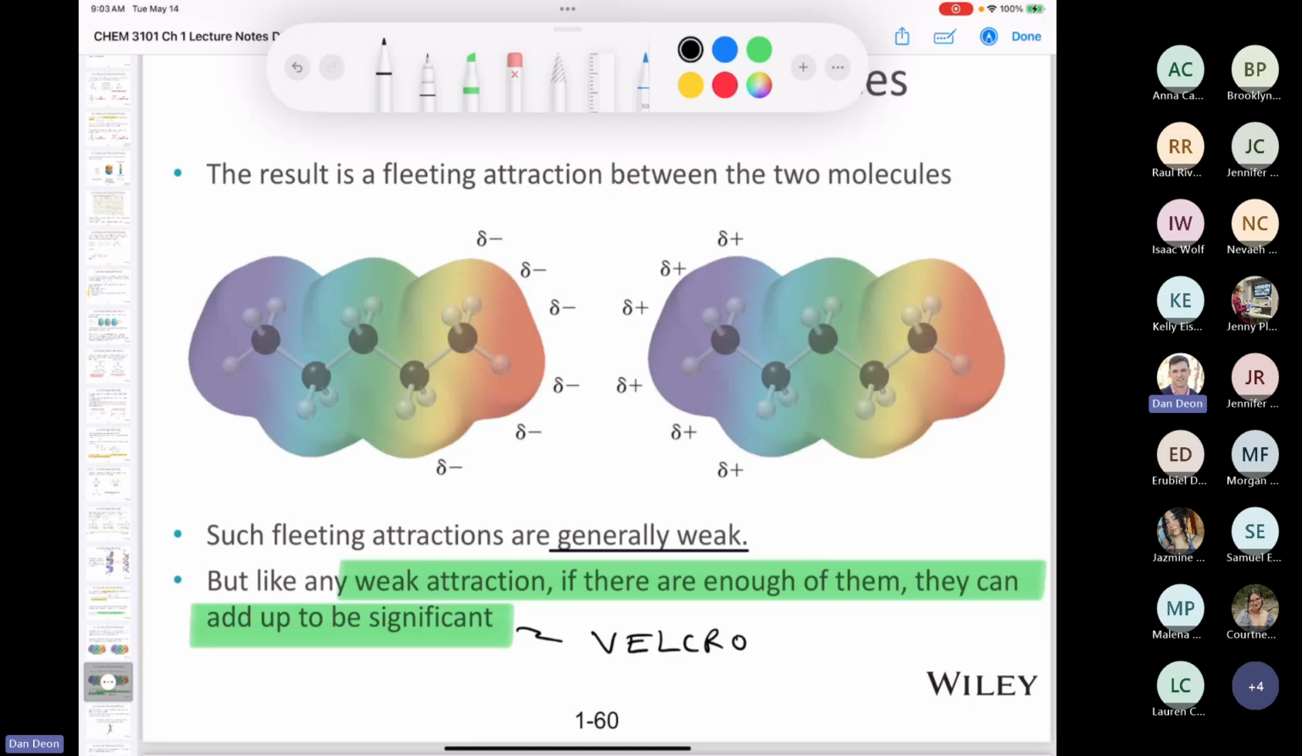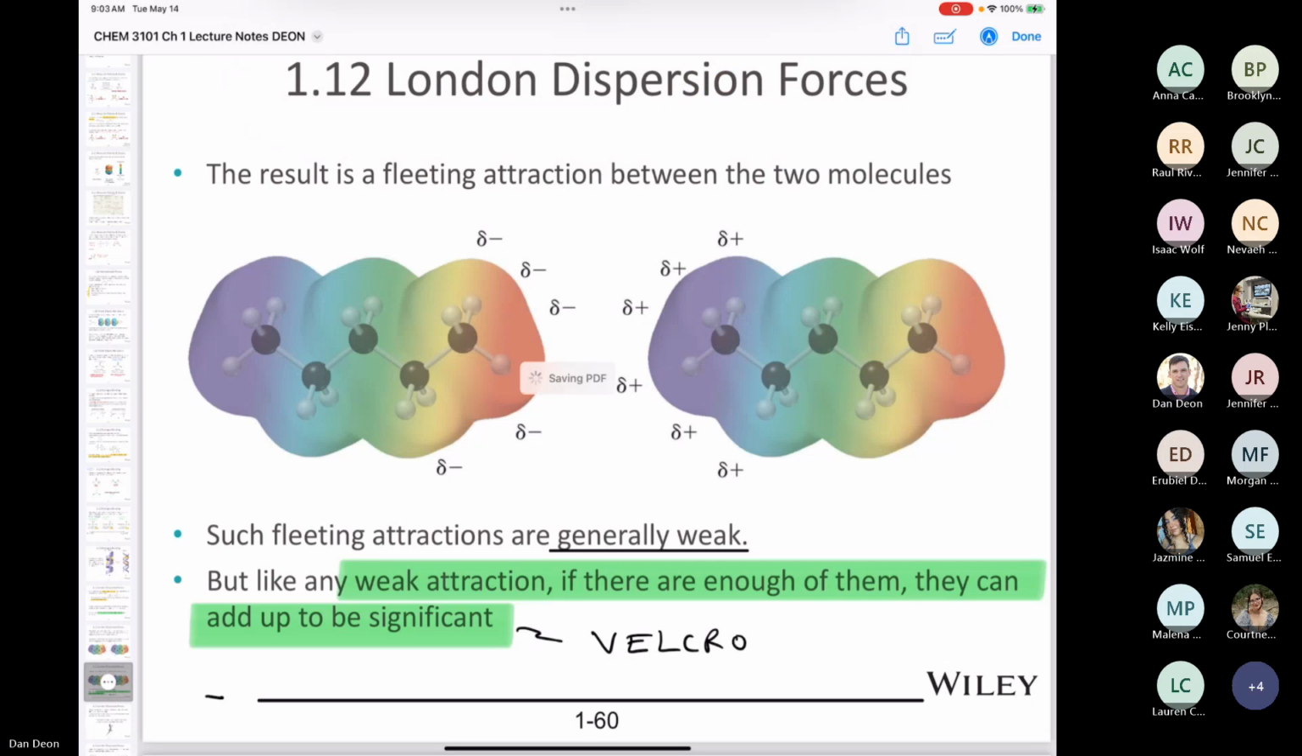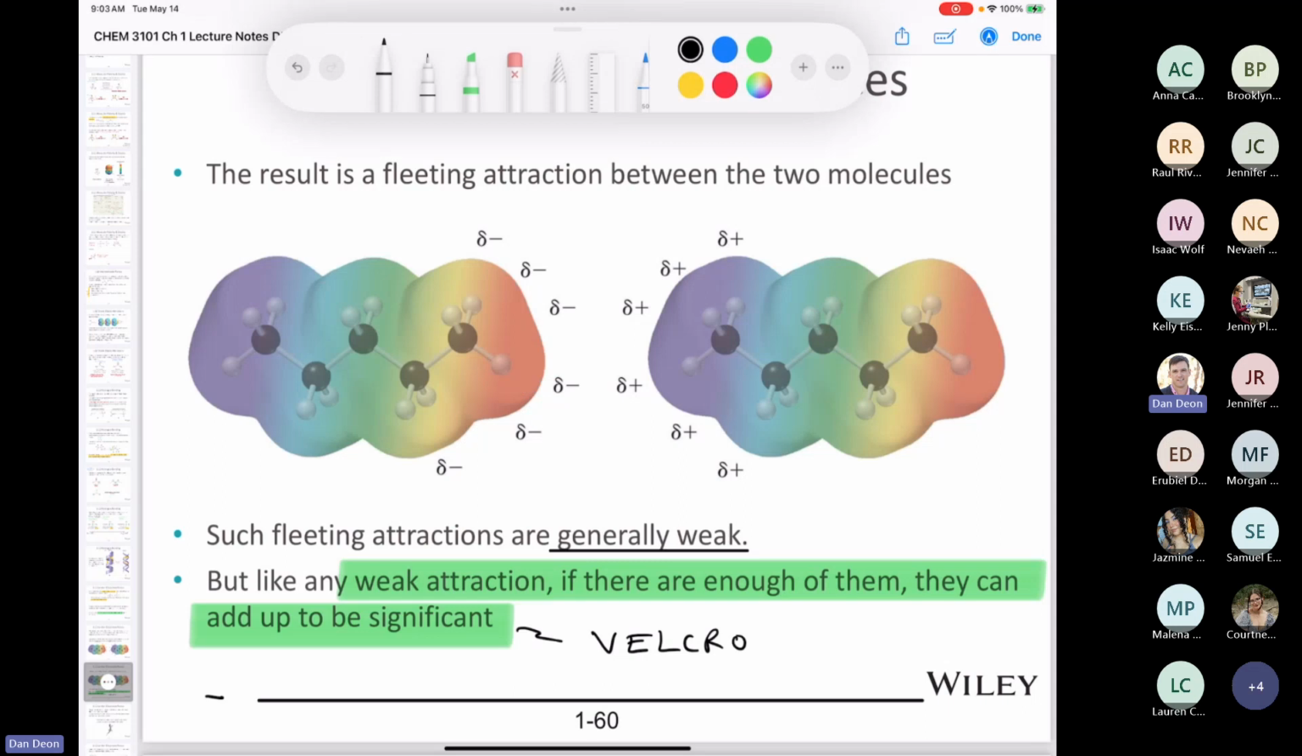If I asked you to pull apart a piece of Velcro that was 1 inch long, would it take very much energy? No, it would take very little energy. But if I gave you a piece of Velcro that was a mile long and asked you to pull it apart, is that going to take a lot of energy? Yes. Even though Velcro has an individually weak force, if you add enough of it up, it starts to be significant. That's the way London forces are. Motor oil is a nonpolar molecule, but it's big enough that you add up the London forces and they become significant, and it has a very high boiling point.